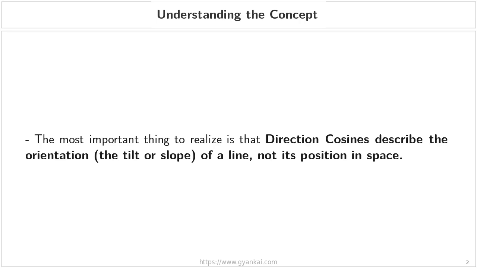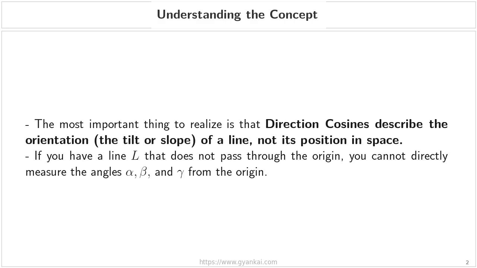Understanding the concept. The most important thing to realize, and I want you to really keep this in mind, is that direction cosines describe the orientation, or the tilt and slope, of a line rather than its specific position in space. Think about it. If you have a line, let's call it L, that does not pass through the origin, you won't be able to directly measure those angles alpha, beta, and gamma from the origin point itself. This creates a problem because our standard method for finding direction cosines relies on that origin point.